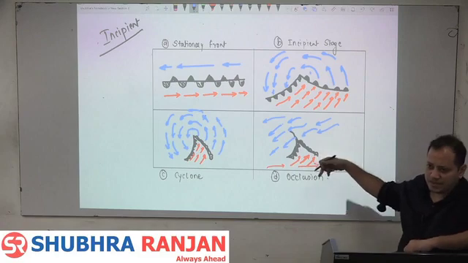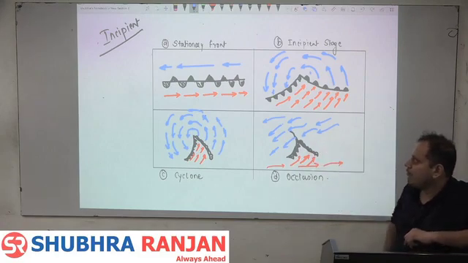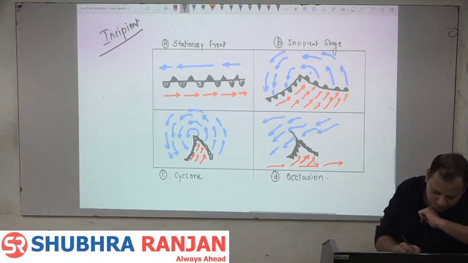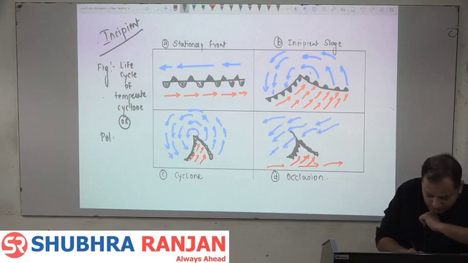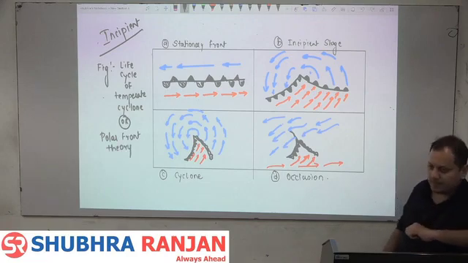तो फिर से यहाँ से stationary front ऐसे बनेगा. कभी कभी question indirectly आता है as life cycle of a temperate cyclone.